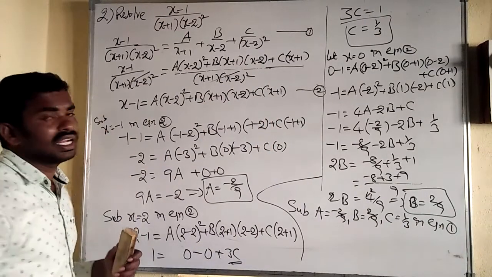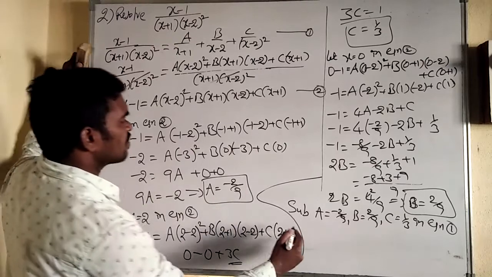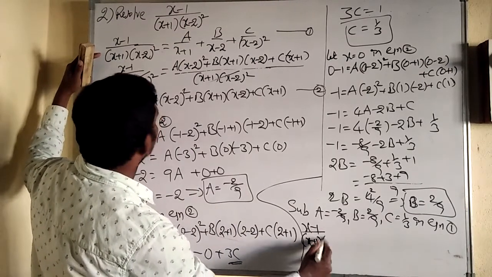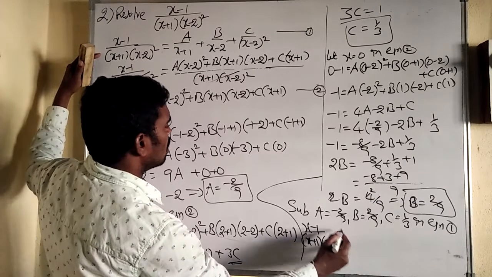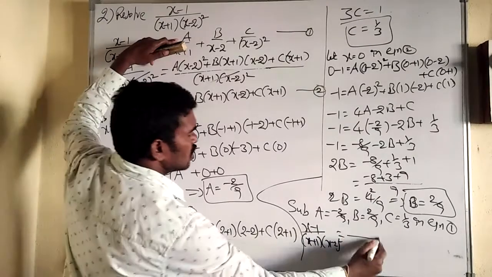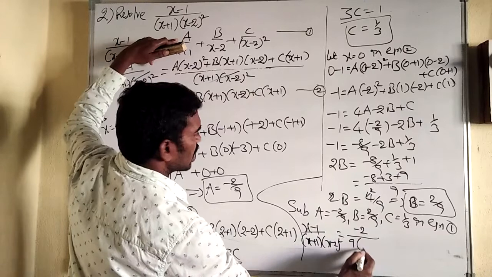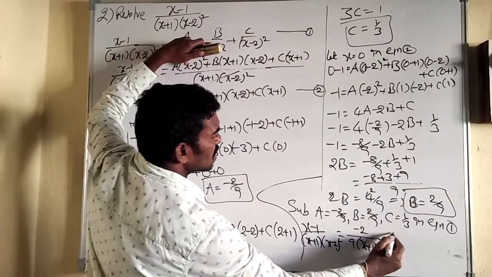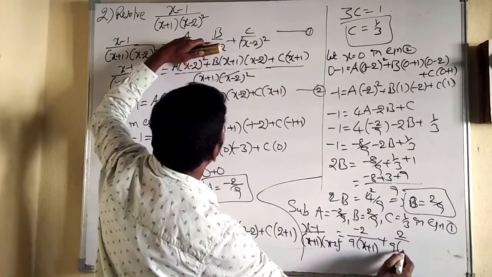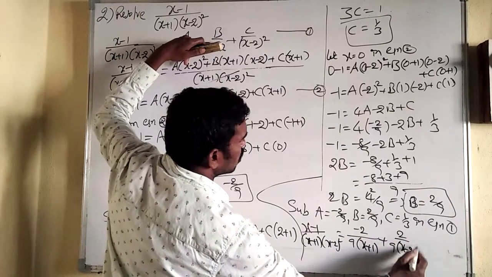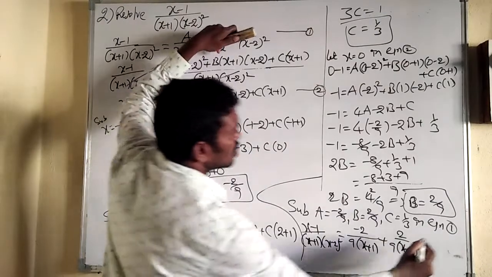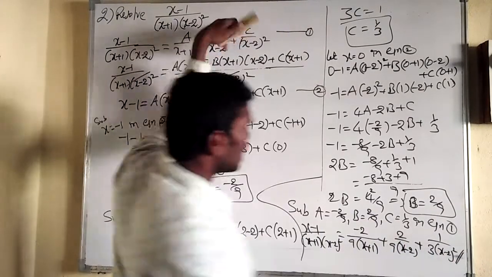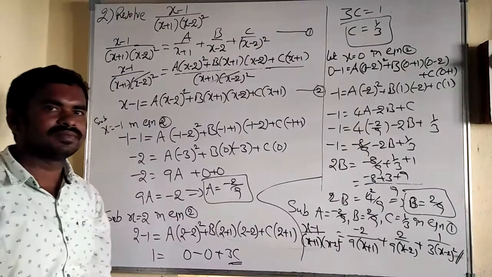Then we can get the equation 1. What will be the equation 1? So we get x minus 1 by x plus 1 into x minus 2 whole square equals the a value minus 2 by 9, so minus 2 by 9 into x plus 1, plus the b value plus 2 by 9, so 2 by 9 into x minus 2, plus the c value 1 by 3, so 1 by 3 into x minus 2 whole square. This is the answer. Got it?